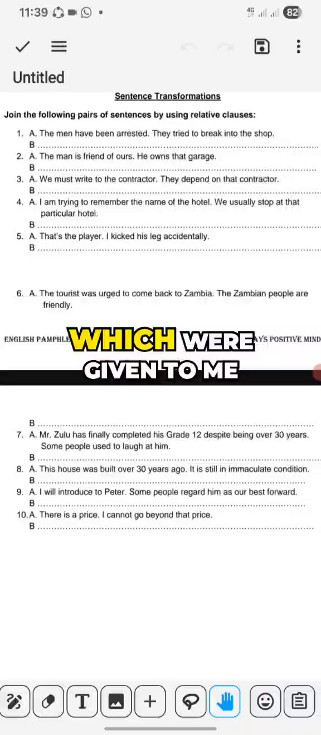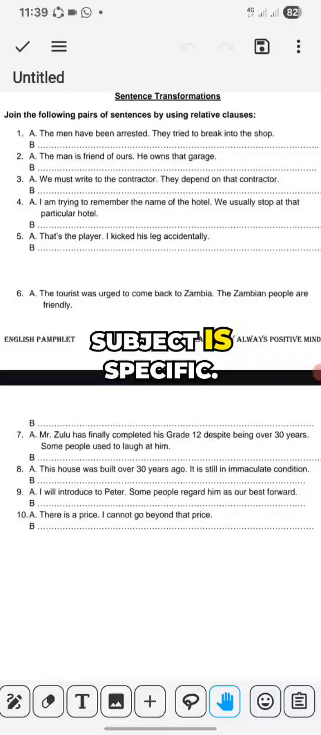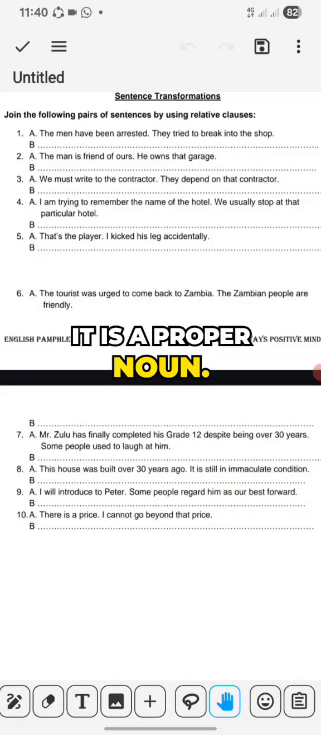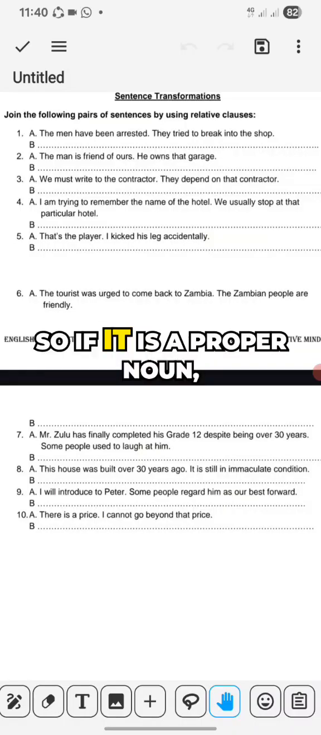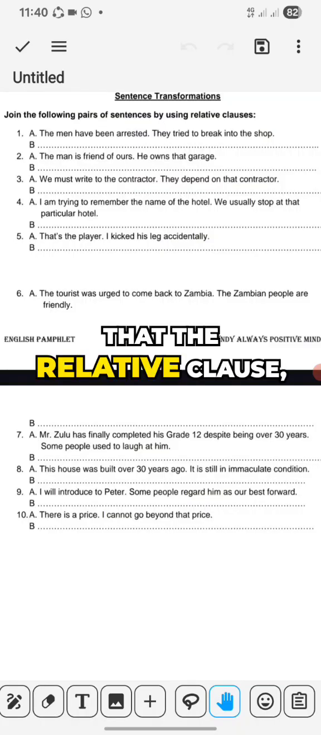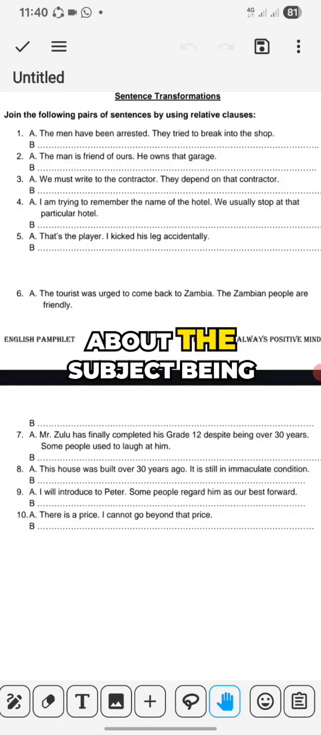So we can pick out certain components from the second example here. The first one is the subject is specific. Now if the subject is specific, it means it is a proper noun. So if it is a proper noun, this simply entails that the relative clause that will follow this subject will just give us added information about the subject being talked about.